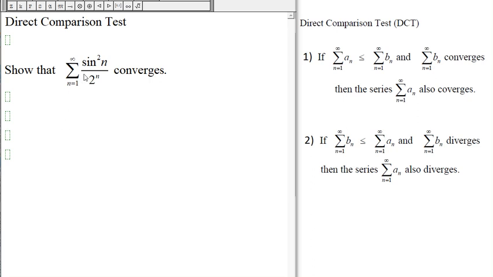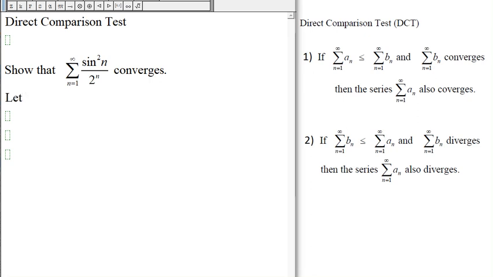Here we have the infinite series of sine squared of n divided by 2 to the n, and we want to show that this series converges by using the direct comparison test. And to use the direct comparison test, we have to come up with a series b sub n, and then show two things. Series a sub n, which is the given series, is less than or equal to the series b sub n. And then we also need to show that the series b sub n converges. Then we can say that the given series converges.